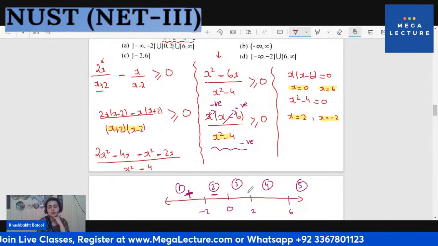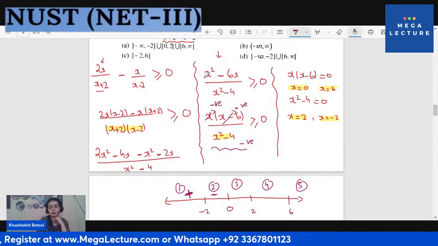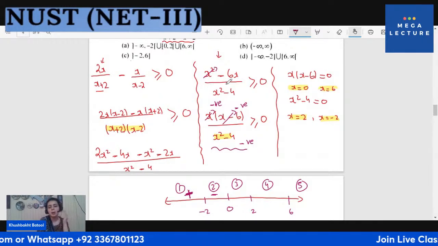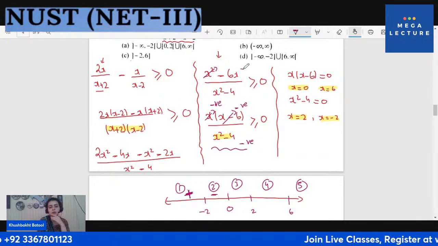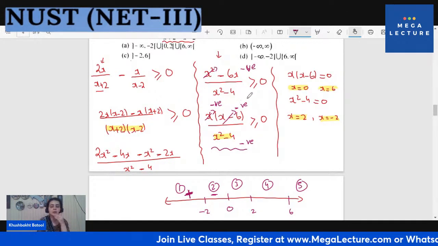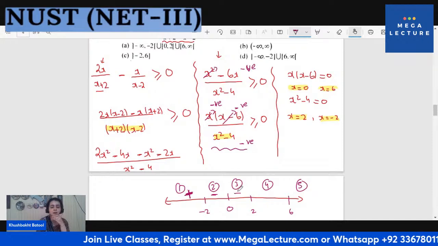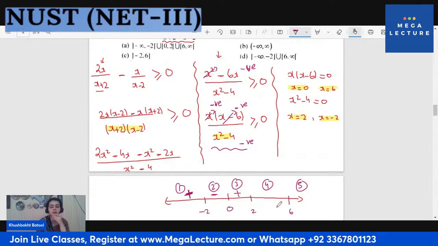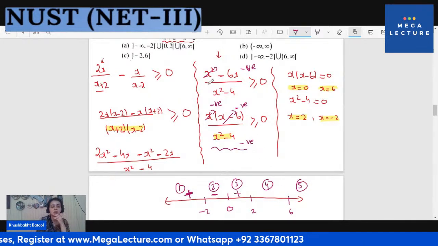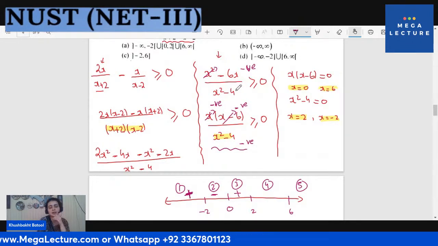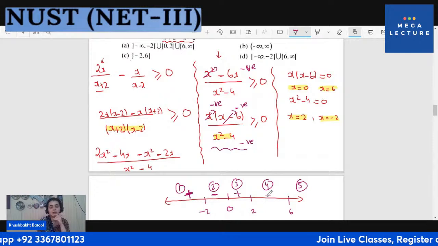From 0 to 2, you can take 1. You can think about it from here as well. This would give you 1 minus 6, so this would give you negative. And then x squared minus 4 would also give you negative. So this would give you positive. And between 2 and 6, you can pick up 3. So 9 minus 6 would be negative, and in the denominator, it would be positive. So this would be negative.